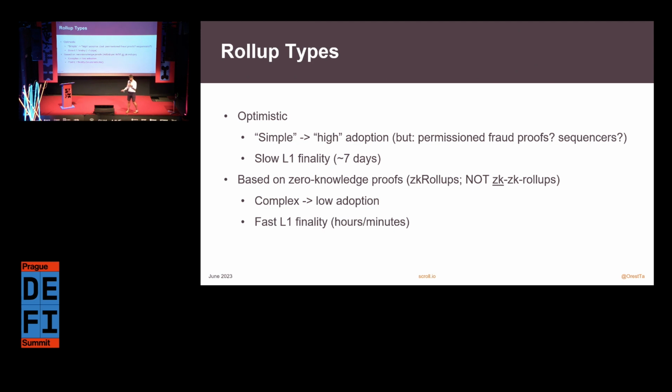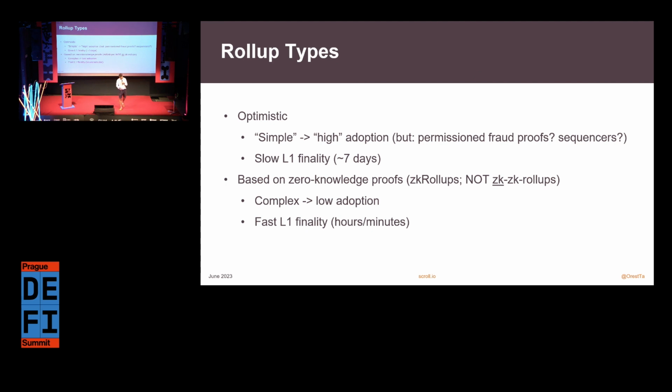And so what rollup types do we have out there? Well, we have optimistic rollups. They have the advantage of being a bit simpler, although still very complex, and they are still not even built out to the full extent. But because of being a bit less complex, they have more adoption out there. You might have used an optimistic rollup to get a ticket or two, but they suffer from slow L1 finality. You usually need to wait for a week before you get to use your funds in another layer.